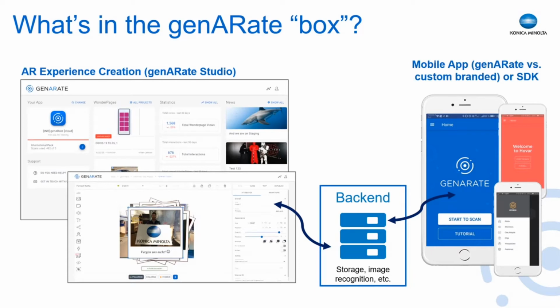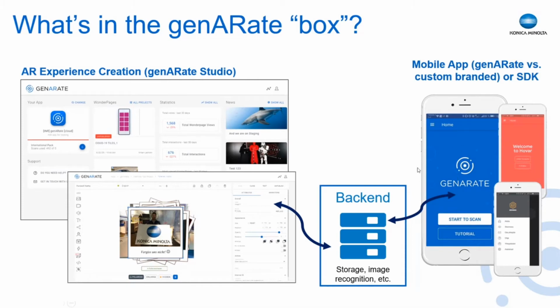in a magazine, and you link that image with some additional digital content which you can overlay and position relative to that printed content. And the consumption of these experiences can be done via the genARate app. So there is a genARate app available in the stores, in the Apple App Store and the Google Play Store. And you can leverage the phone to scan some printed material, and you will see the digital overlay that you have created in the genARate Studio.